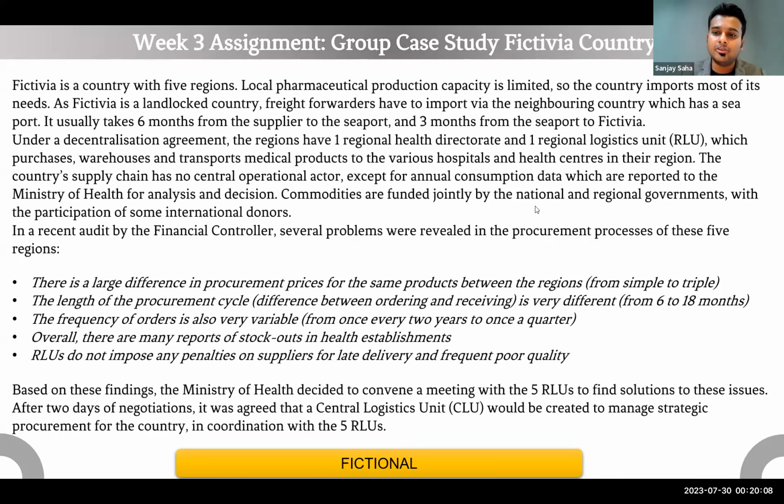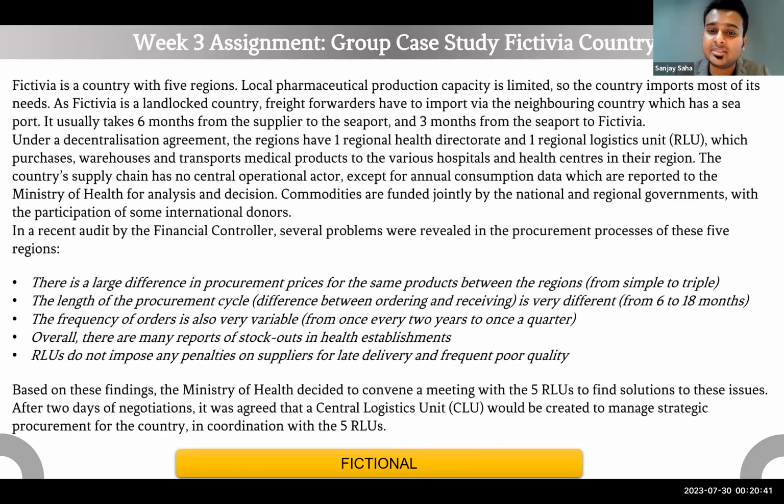However, very recently, the financial controller of the country conducted the audit of all the 5 regions on procurement processes. And what they found was this, in the bullet points on the screen. There is a large difference in procurement prices for the same products between the regions, from very simple differences to going into triple. So if someone is paying X, the other region is paying 3X.